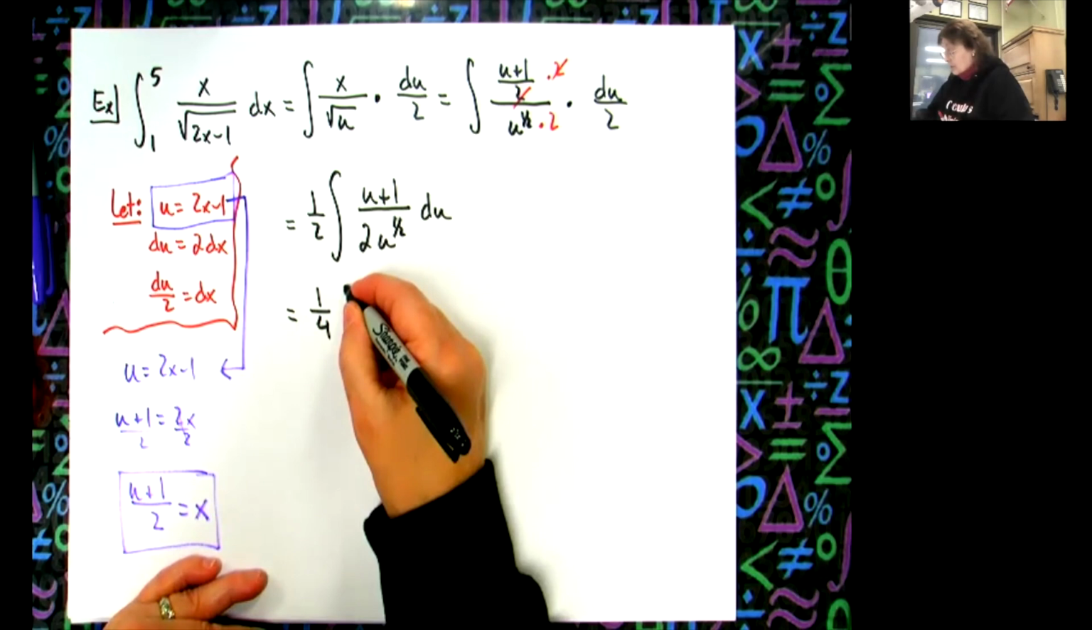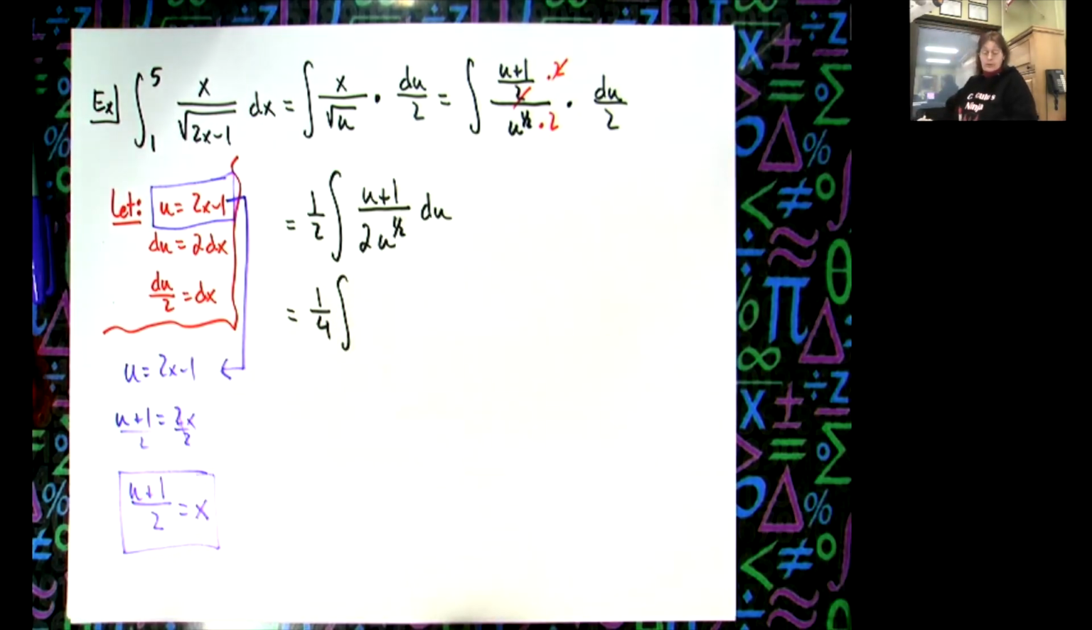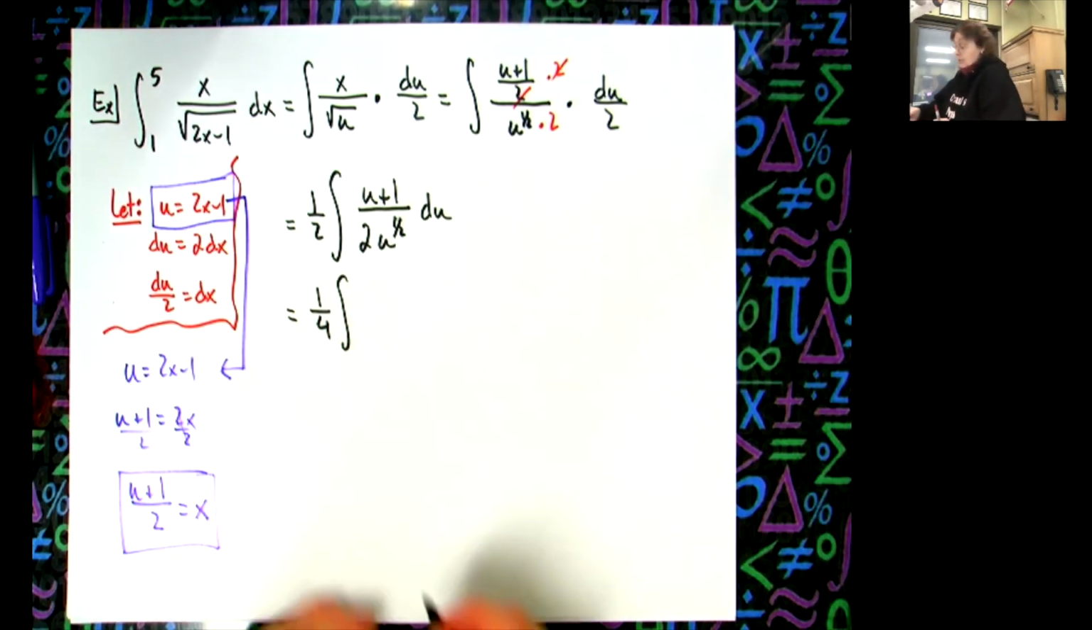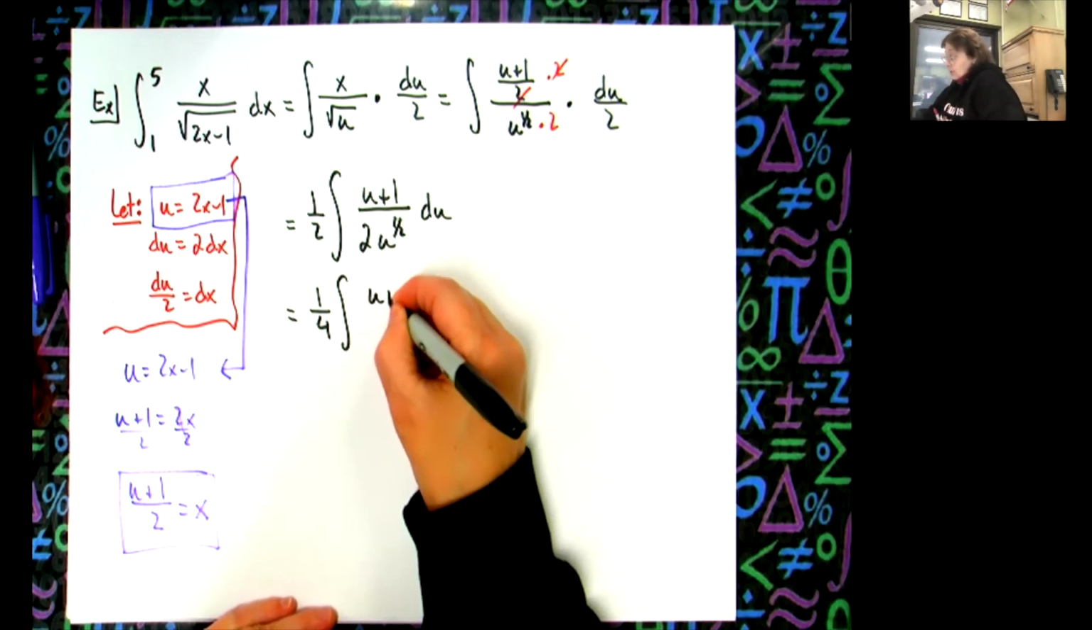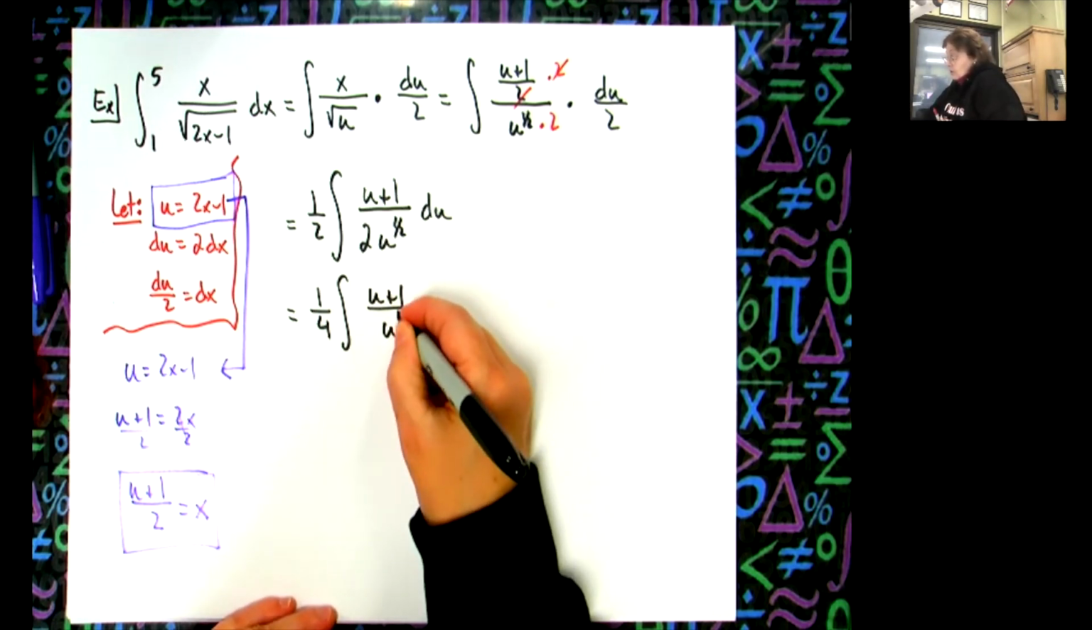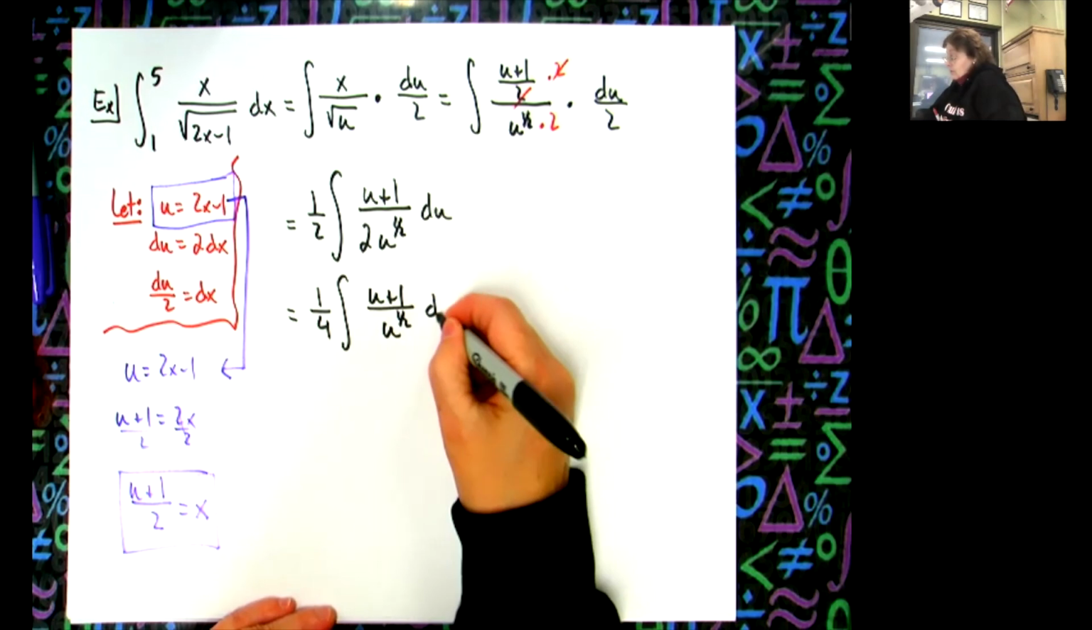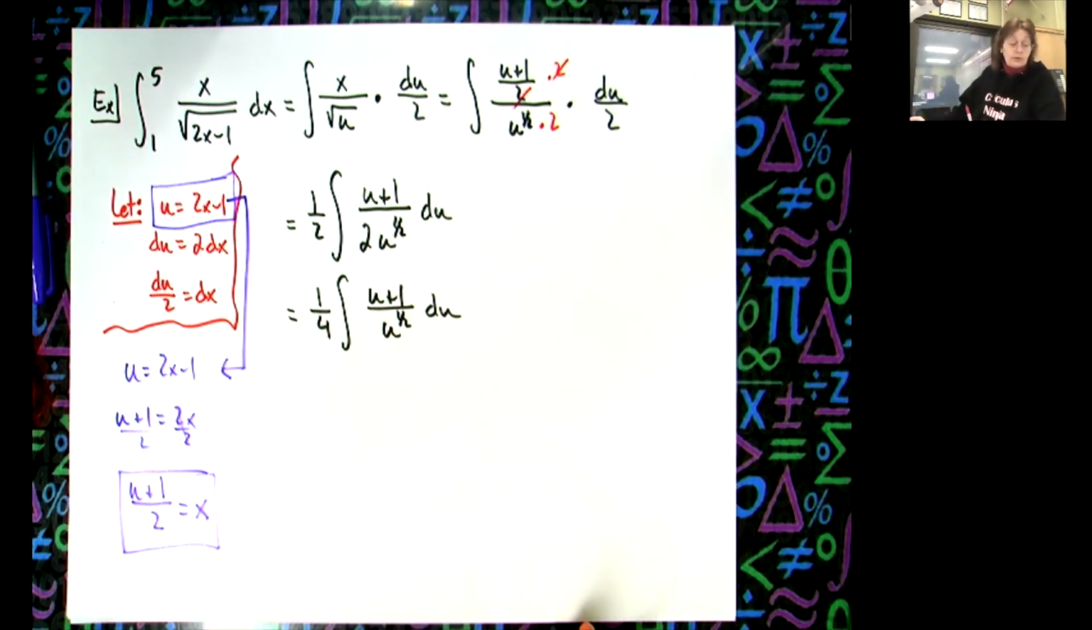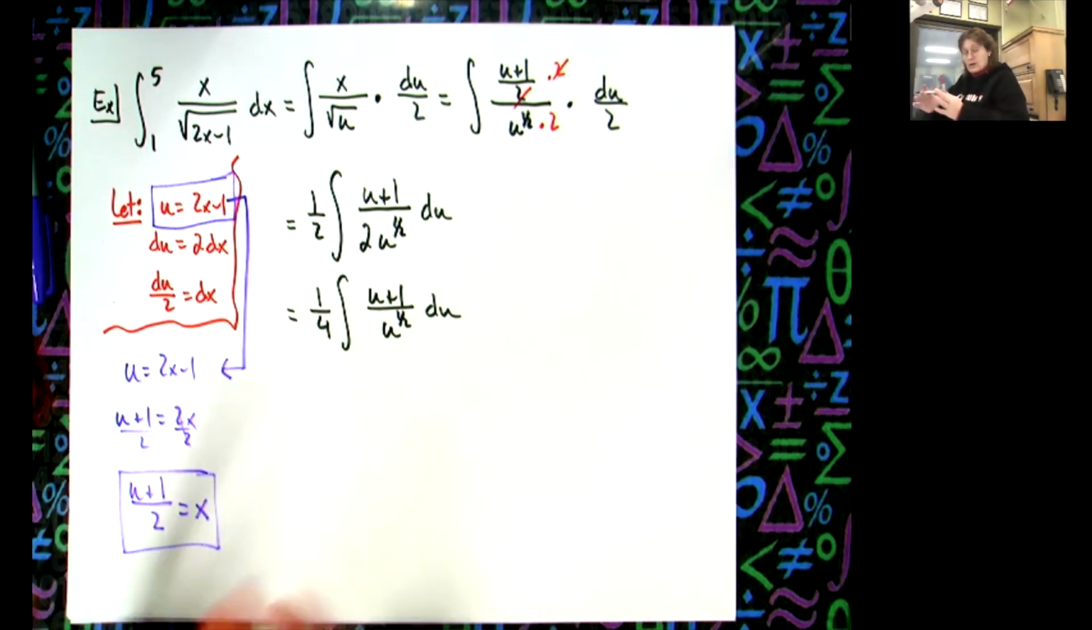Stay awake on this, guys, because I am just doing the algebra like crazy here. I'm not following what's in my notes, so don't let me make a mistake. (u plus 1) over u raised to the 1/2 du. Now, I would venture to say there are lots of different ways to do this, but could I break it up into two fractions separately?